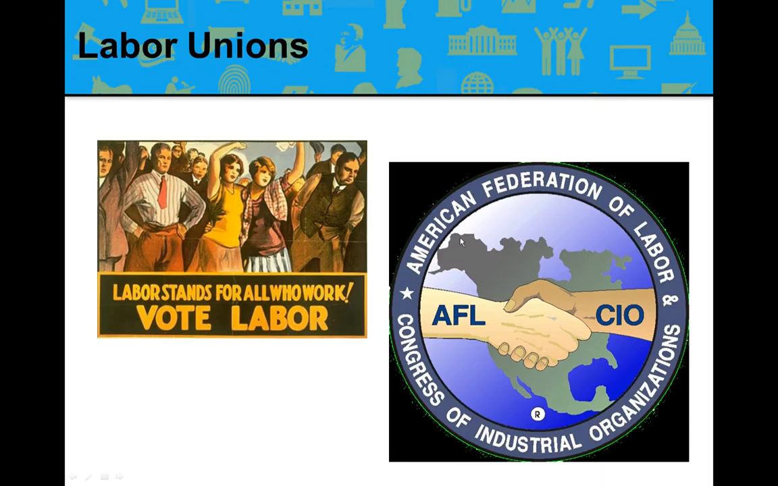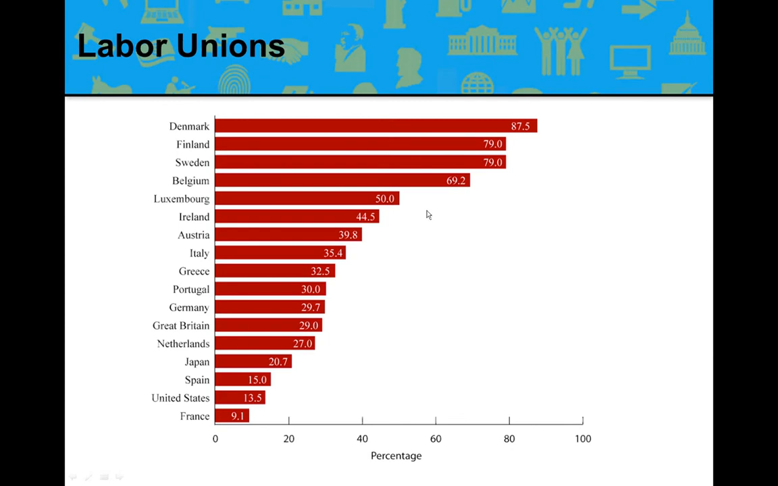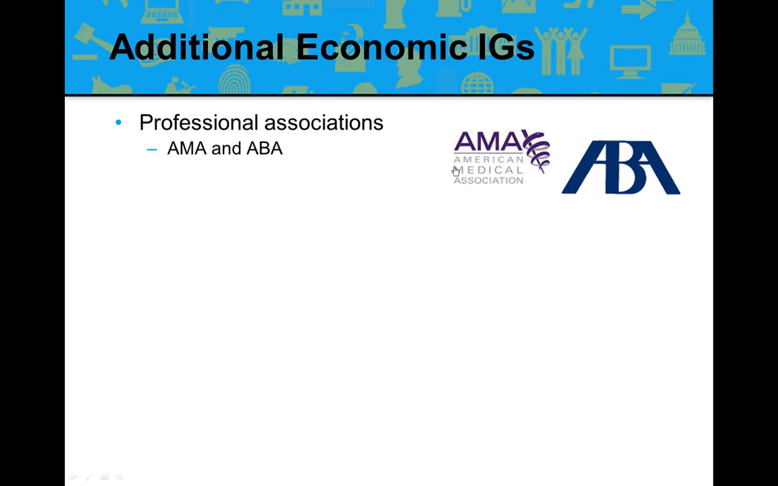Again, here are some additional pictures of some unions, and I have a graph here to show you union membership in the United States relative to other countries in the West. You can see in Denmark, the percentage of individuals working in a union is 87.5, and here we have the United States. Only France has a smaller group in terms of unions. So you can see that many European countries are heavily unionized relative to the United States. Some additional economic interest groups are professional associations. I mentioned the AMA and the ABA. This is the American Bar Association.